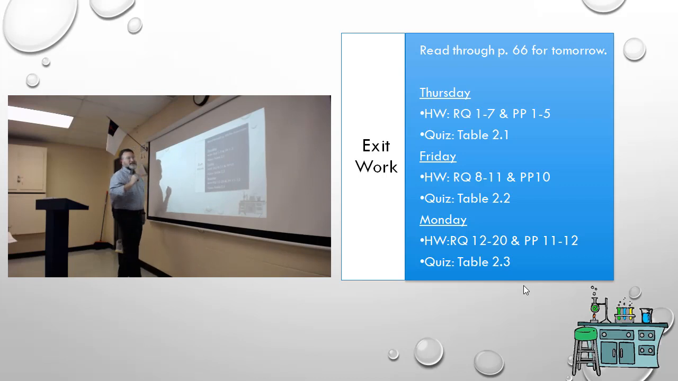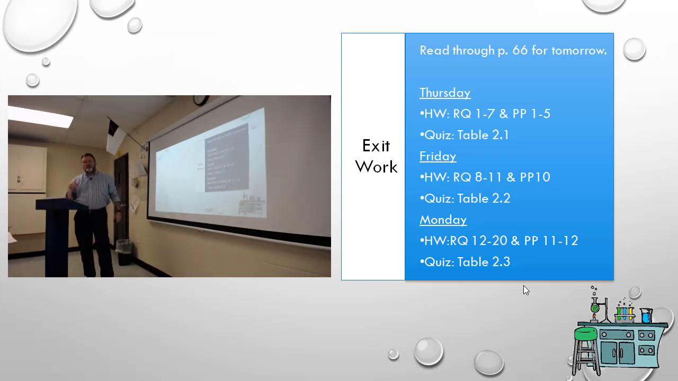Table 2.1, I believe, is the IDE names of the elements. Don't worry about exactly what that means right now. You need to just start working on memorizing the table. Table 2.1 and 2.2 are both on page 67. Table 2.1, the IDE names of nonmetals.